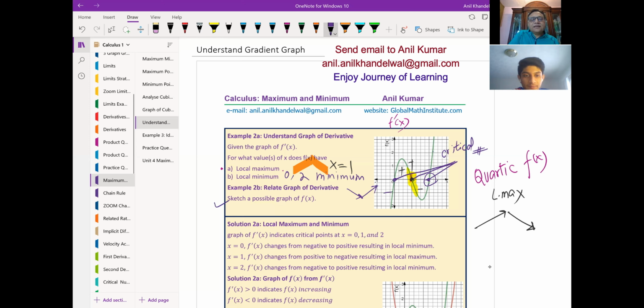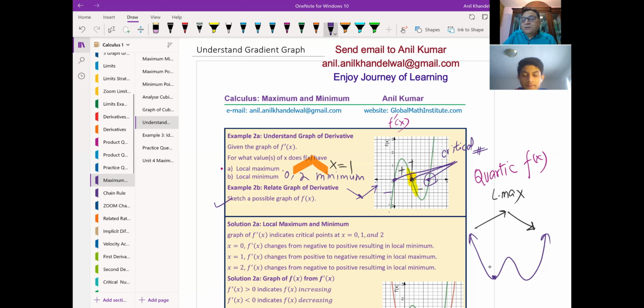Now, 2b is sketch the possible graph of f of x. You said f of x is quartic. So in a quartic, f of x has at least local maximum and minimums. You don't have the values in mind, but you have an approximate idea that this is a quartic function where initially it is decreasing. Do you see initially it is negative? So it is going like this, and then going like this, and then going like this. You get the idea? So initially it is decreasing because it is negative. After it becomes positive, right?